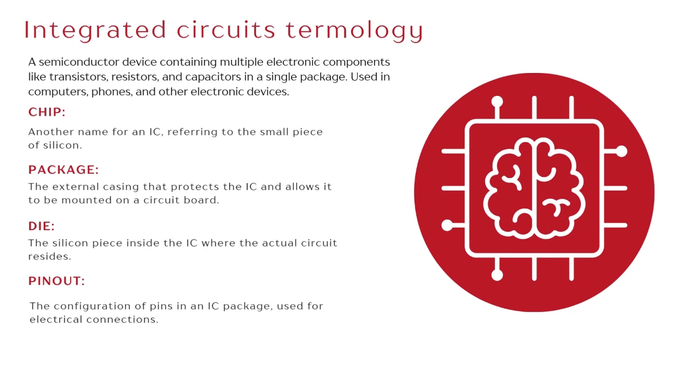Integrated circuits terminology. Let's start with some key terminology regarding integrated circuits, or ICs. An integrated circuit is essentially a small semiconductor device that holds a large number of components like transistors, resistors, and capacitors. These ICs are what we refer to as the brains of modern electronics, used in almost every electronic device. The chip refers to the IC itself, and the package is the external casing that protects this chip.